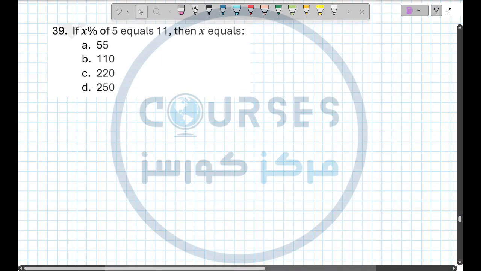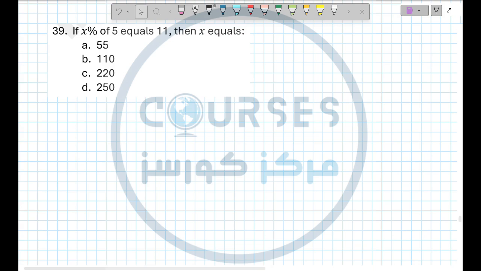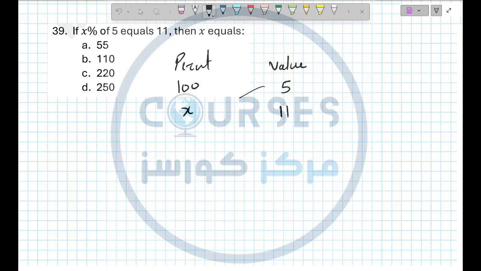Okay, if x% of 5 equals 11, then x is. So another percentage problem. Here is the percent, here is the value. 100% represents the original value. What is the original value? The value we're calculating of: if x% of 5, then that 5 is the original value. And x%, that's what we're looking for. That x% is equivalent to 11.